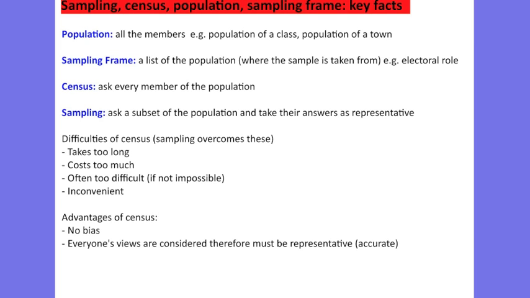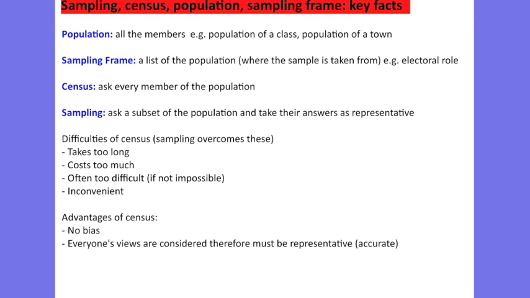First, taking a look at the definitions of sampling, census, population, and sampling frame. A population is all of the members. We could have a population of a class, all the students in a particular class, or a population of a town, all of the residents that live in a particular town. A sampling frame is a list of these populations, and this is where a sample can be taken from.